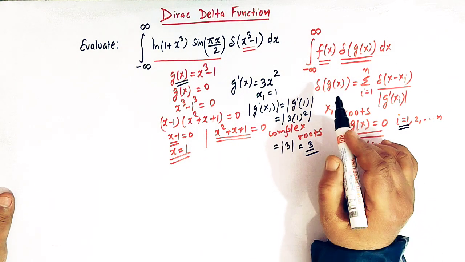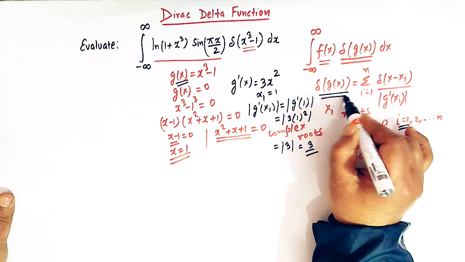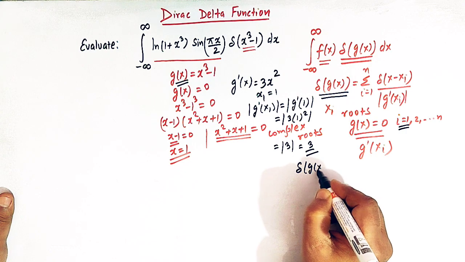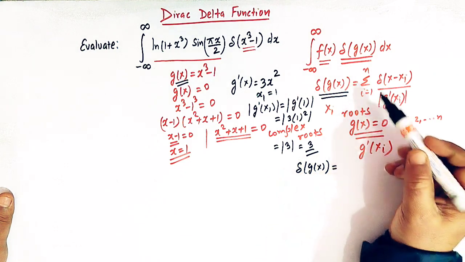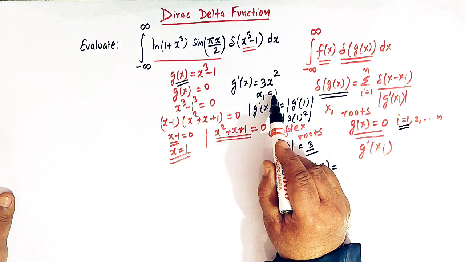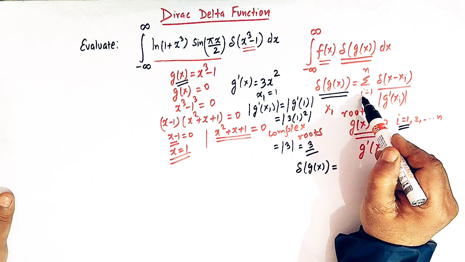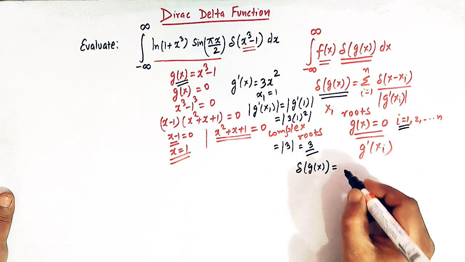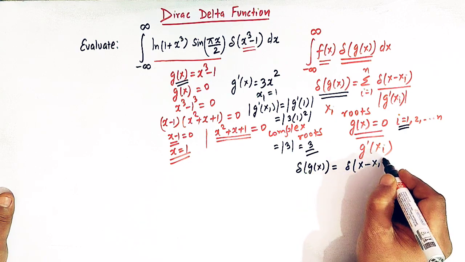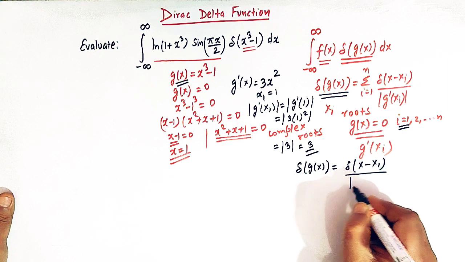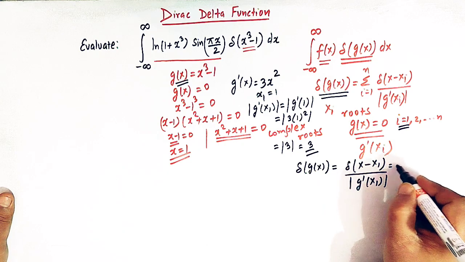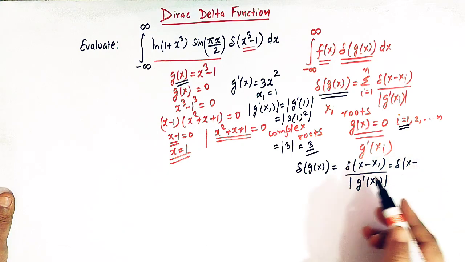So now we have to apply this property, right? So delta of g(x). Now delta of g(x) is equal to sigma of i equal to 1 to n, but here we have only one root, so we have the value of i equal to 1, right? So we can write delta of x minus x1 divided by mod of g prime of x1, right? Okay, so we have delta of x minus x1.